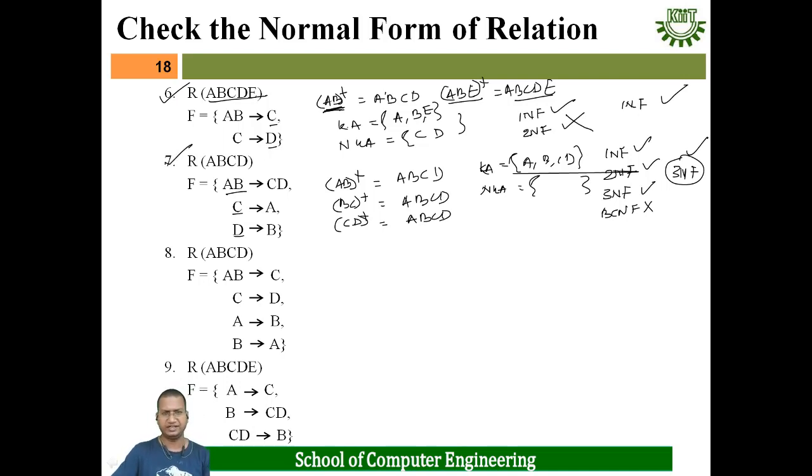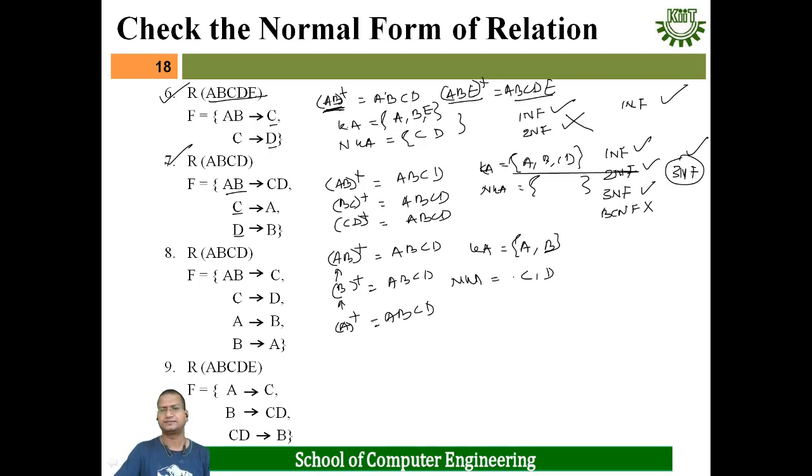Okay, question number 7 completed. Now we'll check question number 8. In this case, find out the key attributes. AB closure will be ABCD. Then A can be replaced by B, so B closure will determine ABCD. And B can be replaced by A, so A closure will determine ABCD. That means here keys are A and B, so key attributes are A and B, and non-key attributes are C and D.